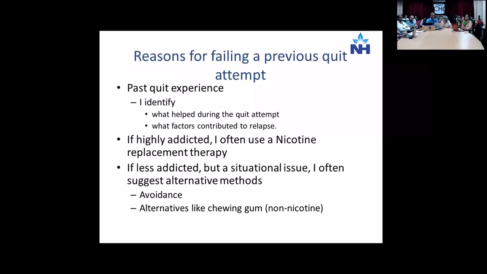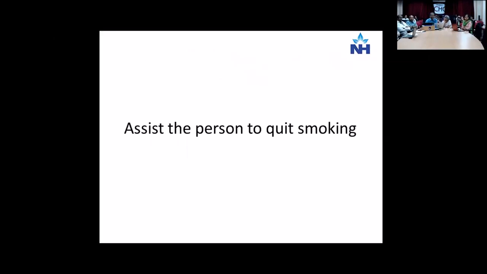If less addicted, but it's a situational issue, you know, there are certain times I smoke and other times I don't smoke. It's often in times of stress. I have a shouting from my boss and I come back and then I have to smoke. Then you suggest alternative methods, avoidance, alternatives like chewing non-nicotine gums. Cricketers often keep chewing on gum on the field because it helps them with stress. And it's not necessarily the nicotine, but the act of chewing that helps them.